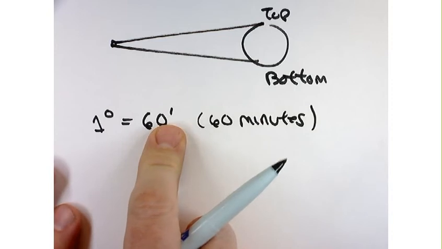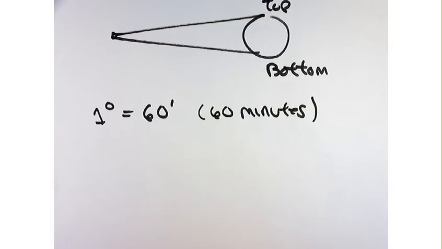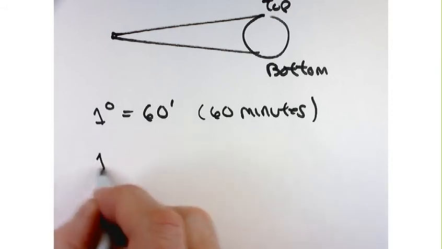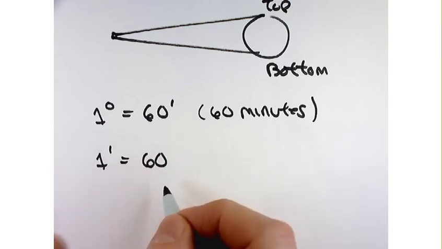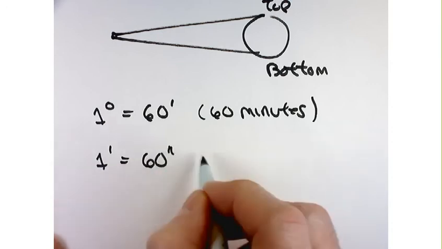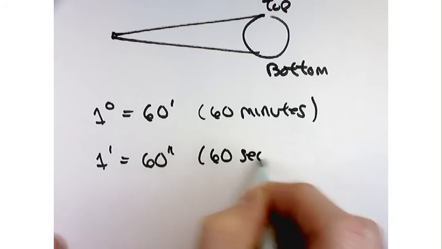And then units of minutes is also too big sometimes. So we got to divide that up. So 1 minute, any guesses? 60 seconds. 60 seconds.